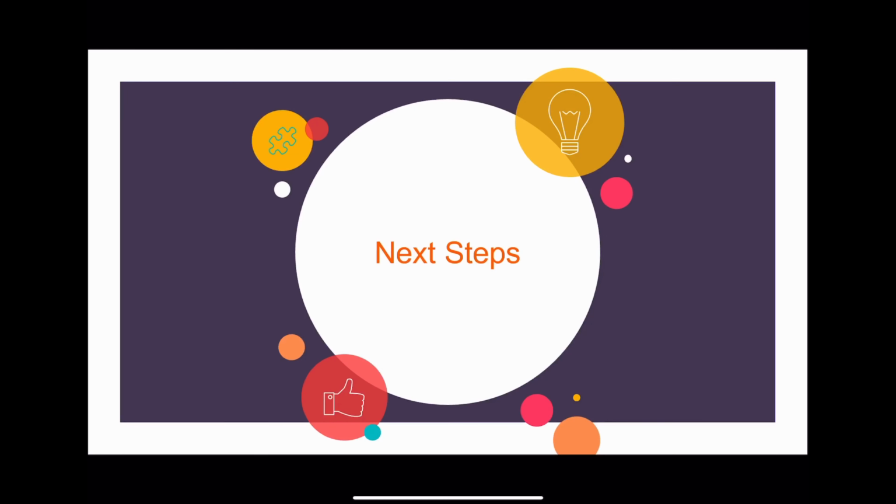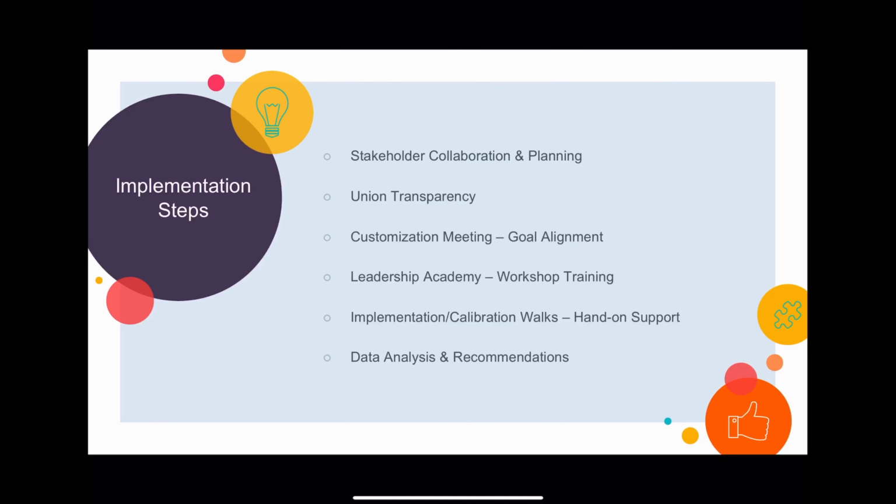Next steps from here often involve bringing our collaborators and our stakeholders into the collaboration meeting, providing any transparency to the union as needed. And then from there, we would oftentimes customize digiCOACH, get you trained with a leadership academy, and come out and support you either in person or virtually with walkthroughs. And further, we can help dive into your data and provide additional recommendations as you dive into that information.